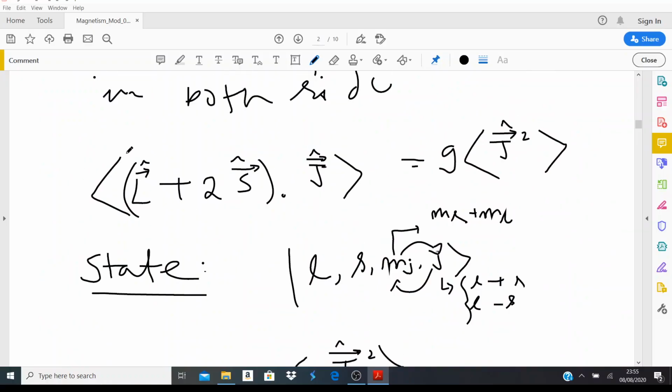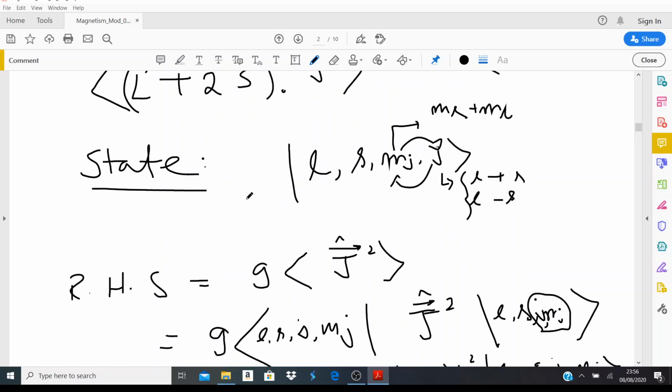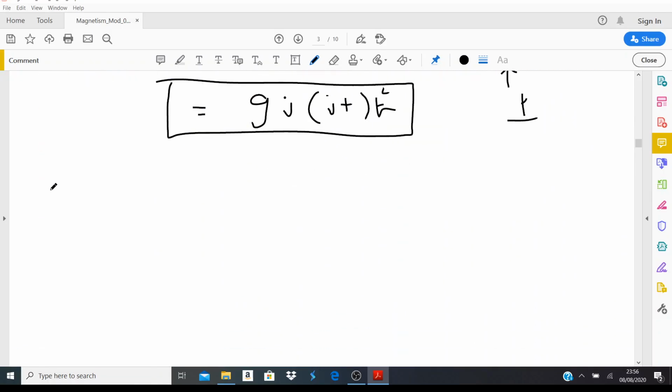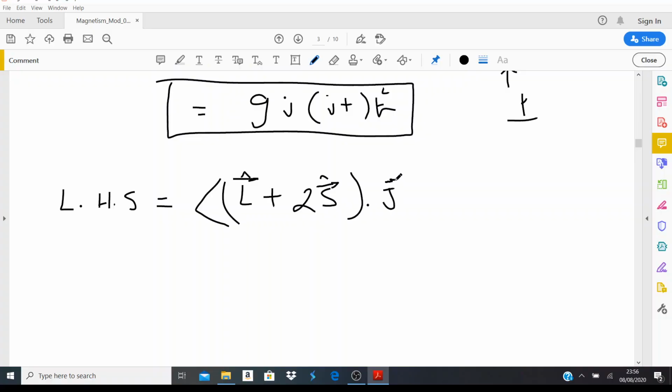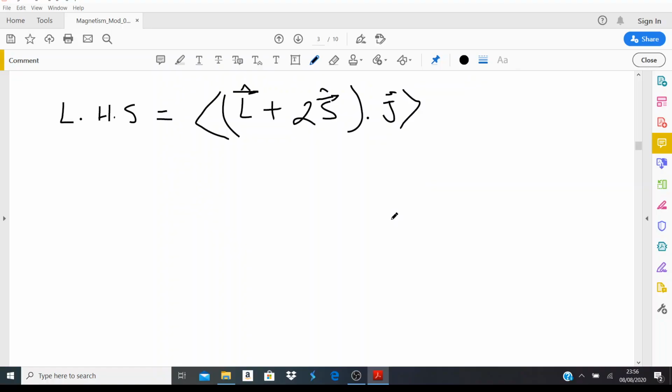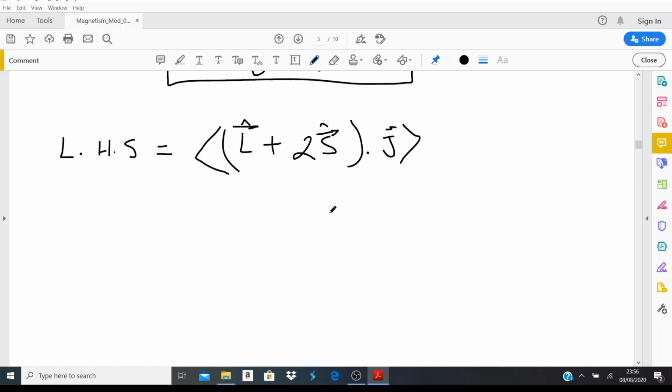That's the value of the right hand side of this equation. And we need to find out what is the expectation value of this operator on the left hand side, right? So let's copy what we have in the left hand side of this equation. We have L plus twice S, dotted with J, an expectation value. We need to perform some manipulation in this part of the expression. Let me show you how to do that.